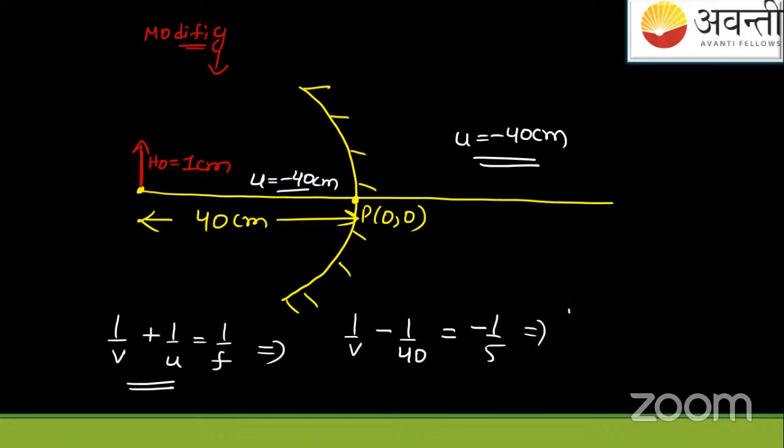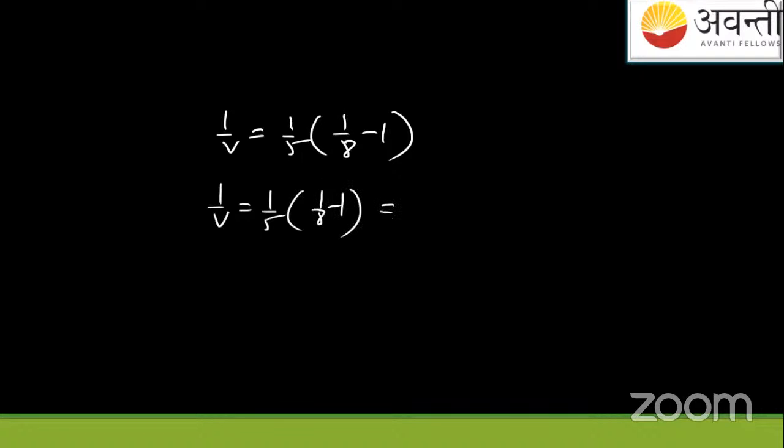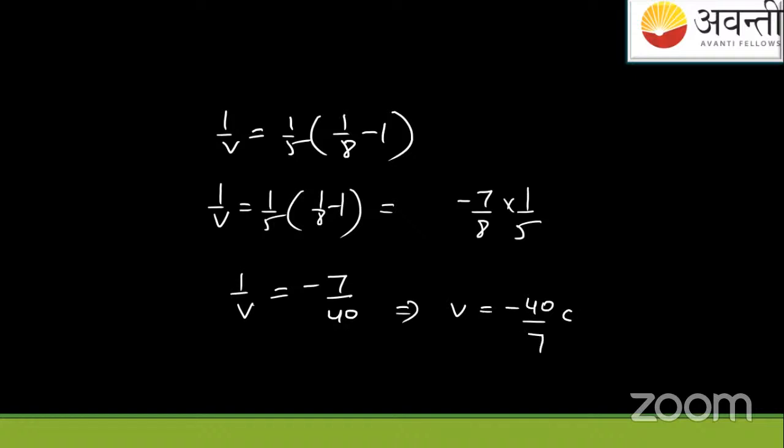-5. 1 by v equals 1 by 40 minus 1 by 5. If we solve this, 1 by 5 will be equal to what? 1 by 8 minus 1. So 1 by 8 minus 1 is how much? Solve it. Minus 7 by 8, times 1 by 5. So from this you will get v equals minus 40 by 7 centimeters.